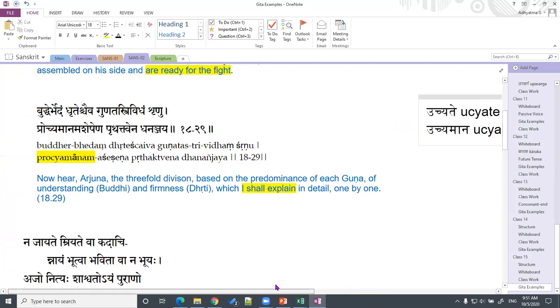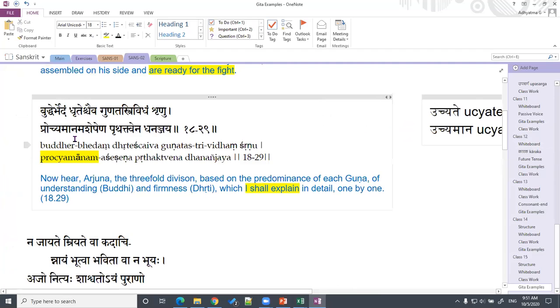And with the pra as upsarga, it becomes prochyamana. Pra plus u, prochyamana. Pra is the upsarga, the prefix. So prochyamanam, that becomes the accusative singular. So that means one which is being spoken, that thing he is referring to. So one which is being spoken.